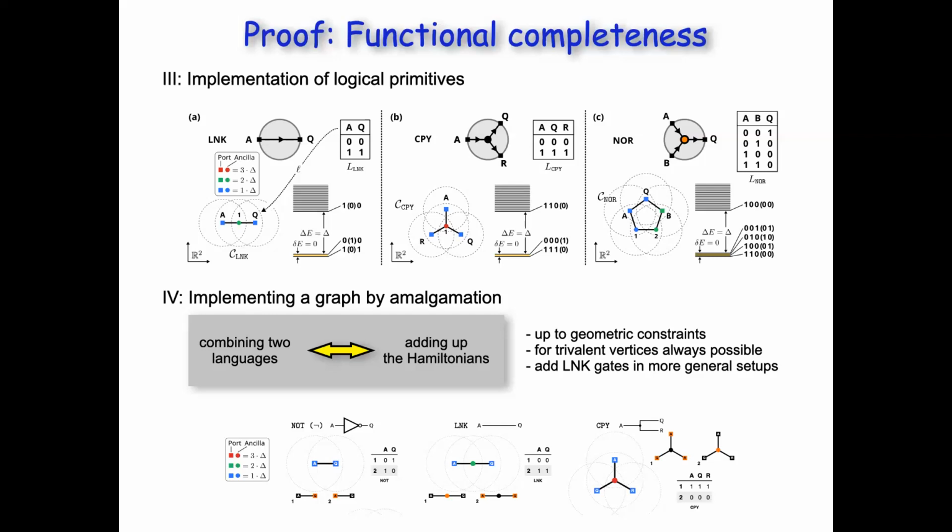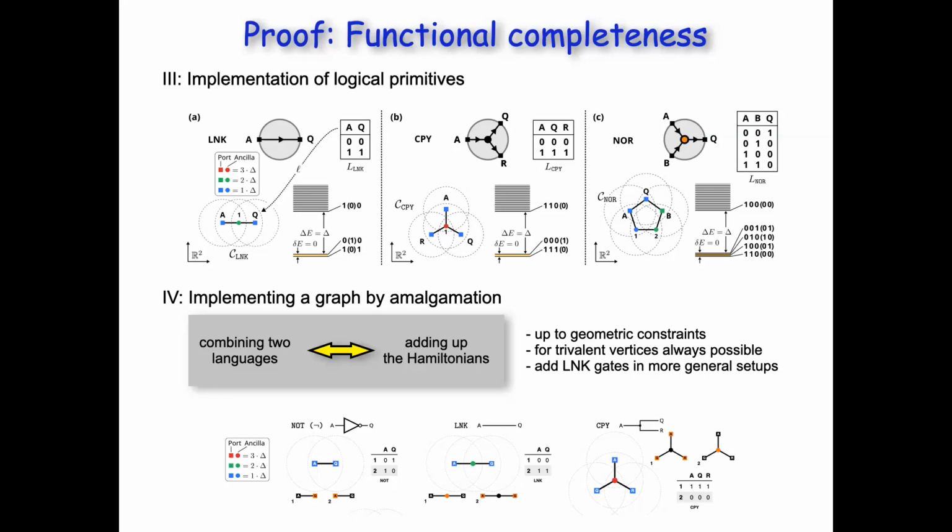And for Rydberg atoms, the minimal setup to achieve it is actually 5 atoms, which means there are 2 ancillas required. The important thing is that it's always a trivalent graph. So we can attach another incoming line to all of these input and output ports.